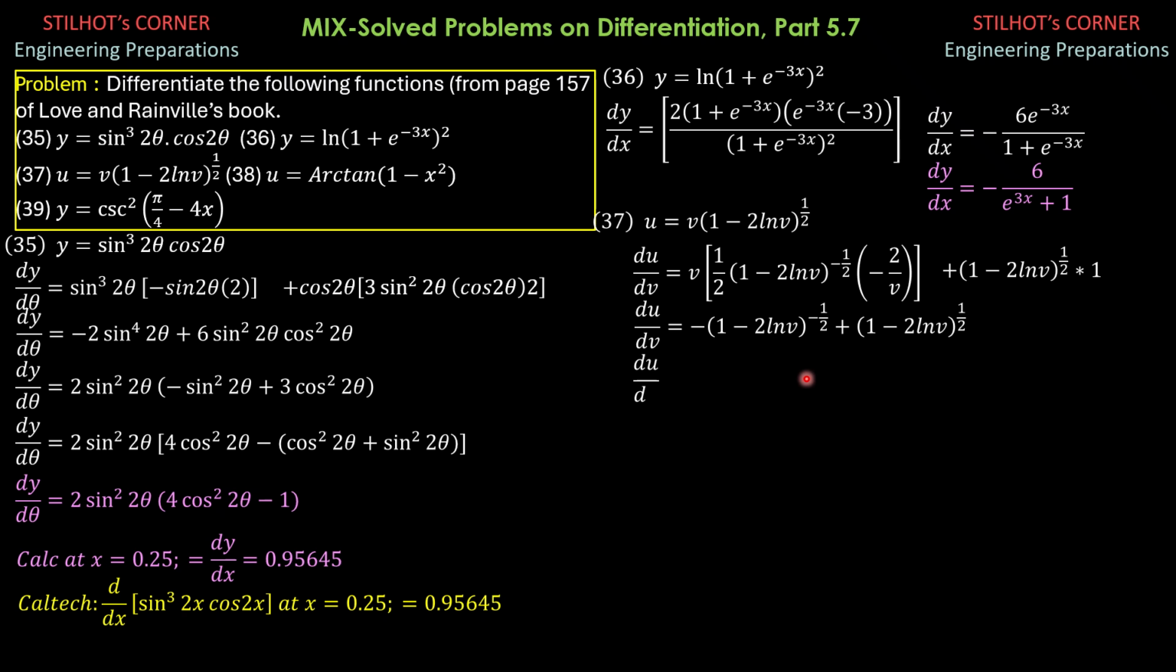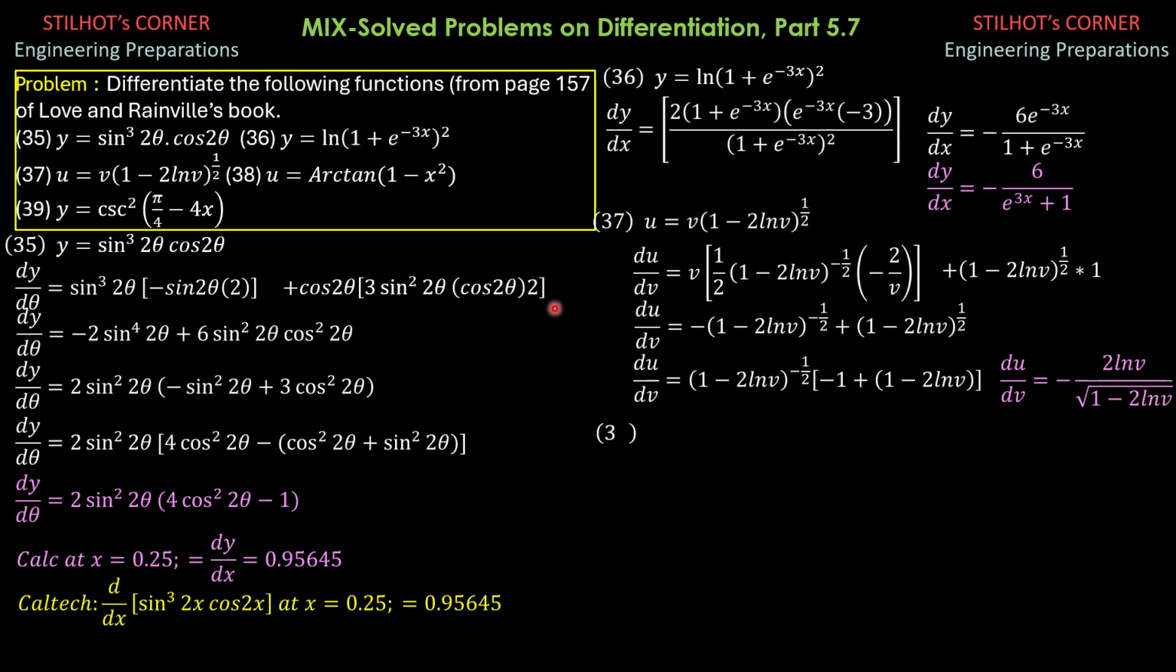Factor out quantity 1 minus 2 ln v to the negative 1 half. Then we'll have first term negative 1, then plus 1 minus 2 ln v to the 1. So that's algebra. So finally, the final answer is, let's put this in the denominator and inside the radical, square root of 1 minus 2 ln v. So this is negative 2. So negative 2 ln v over square root of 1 minus 2 ln v. So that's the final answer.